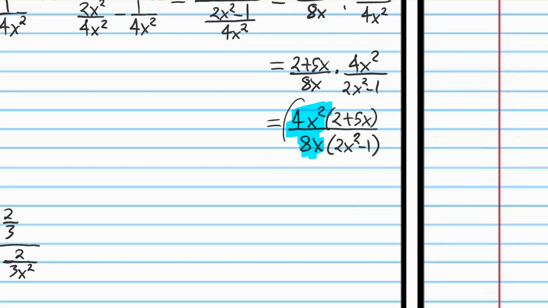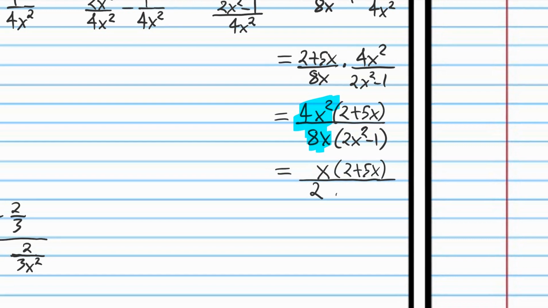So divide both 4 and 8 by 4. So 4 divided by 4 is 1, and 8 divided by 4 is 2. So we end up with 2 in the denominator. And we can subtract these powers. 2 minus 1 is 1. So we have 1x in the top. And we could write our 1 here, but we don't really need to. And everything else we just have to rewrite. We can't really reduce anything else.